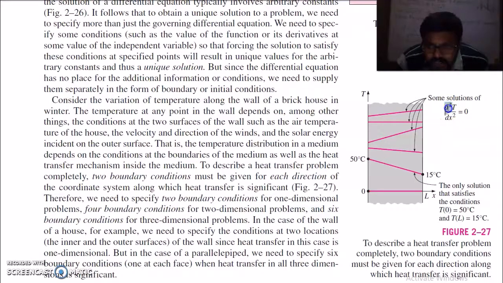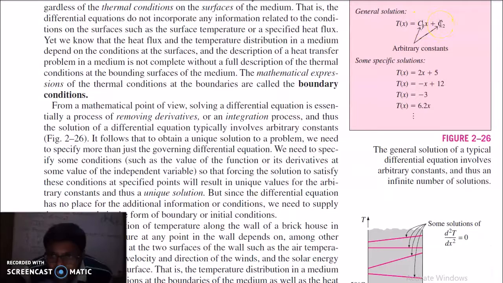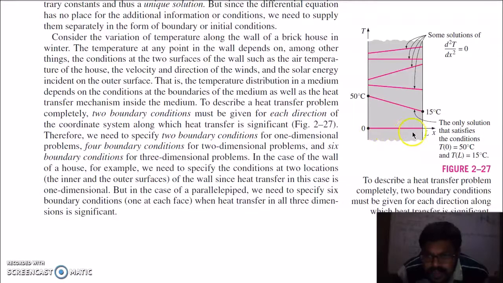So for this we need two equations to solve it, which are C1 and C2. This is the length in the x direction. Here the boundary condition is that the temperature at 0 length, meaning the inner side of this wall, is 50 degrees Celsius, and the second boundary condition is that the temperature at the outer side, where the length is L, is equal to 50 degrees Celsius. So these two conditions are necessary to solve this equation.